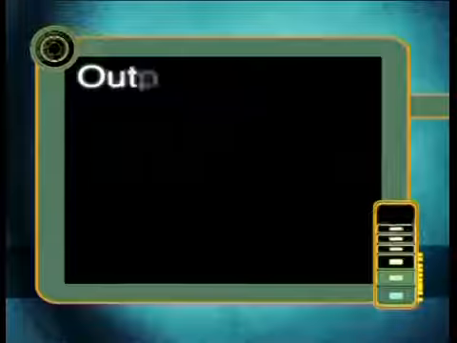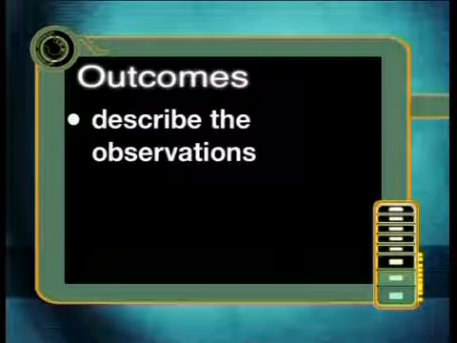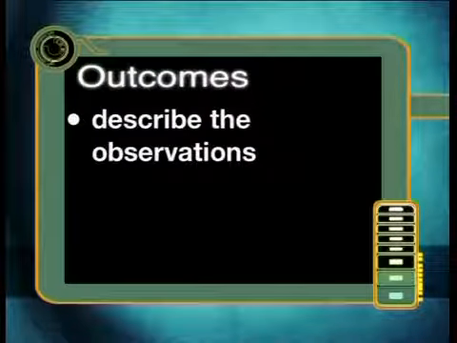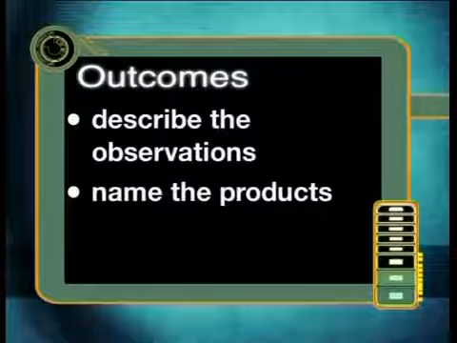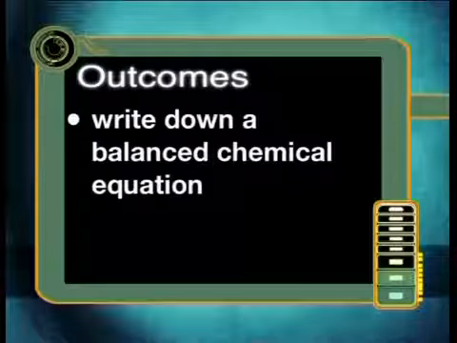Okay, let's get going. This is what we would like to achieve today. By the end of this lesson, you should be able to describe the observations, name the products, and write down a balanced chemical equation for each of the reactions that you see.